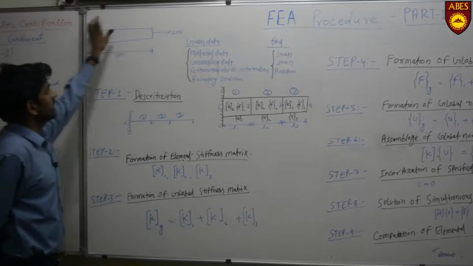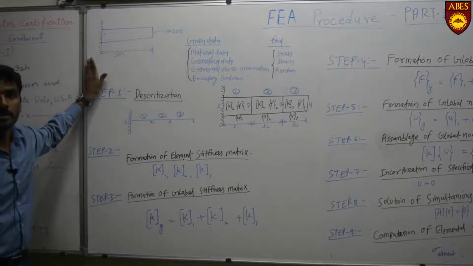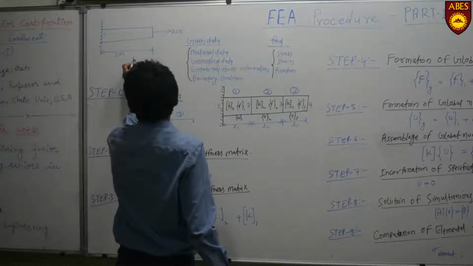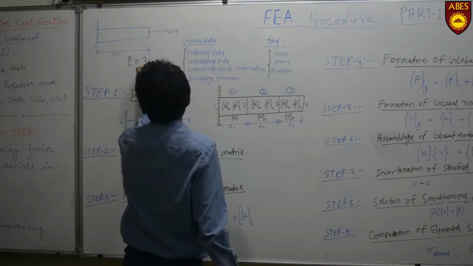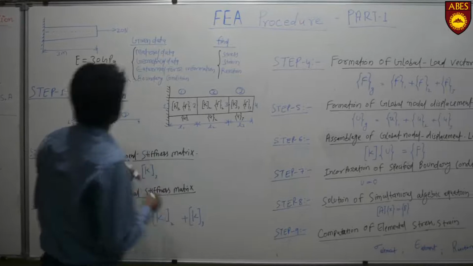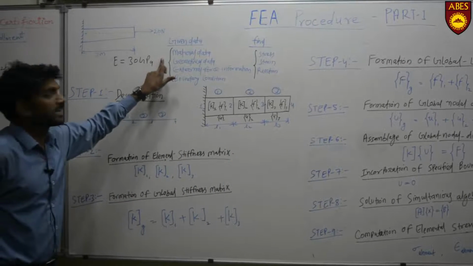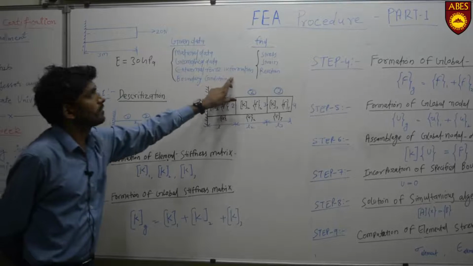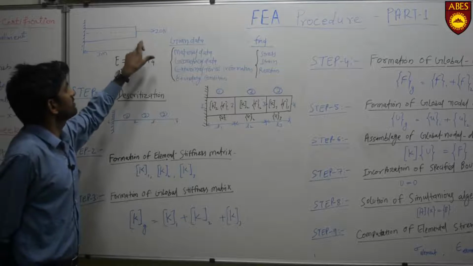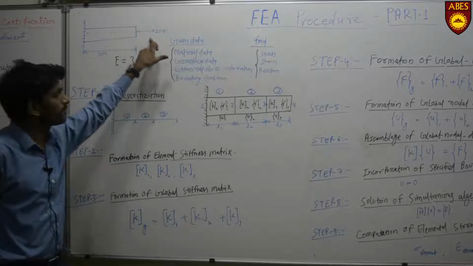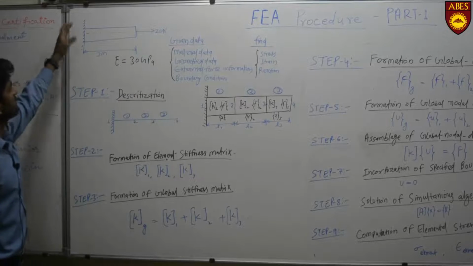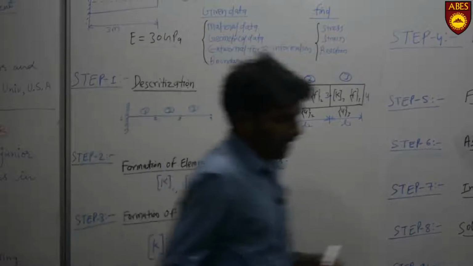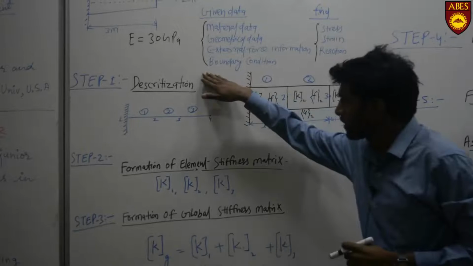Suppose we have a 1-dimensional bar element. The material data we have, let's suppose E is given as 30 GPa. Geometric data: the length of the total element is 3 meters. External force information: at the free end of this element we have a 20 Newton force. And the boundary condition: at the left face the bar is fixed. Okay, how do we start solving this problem?